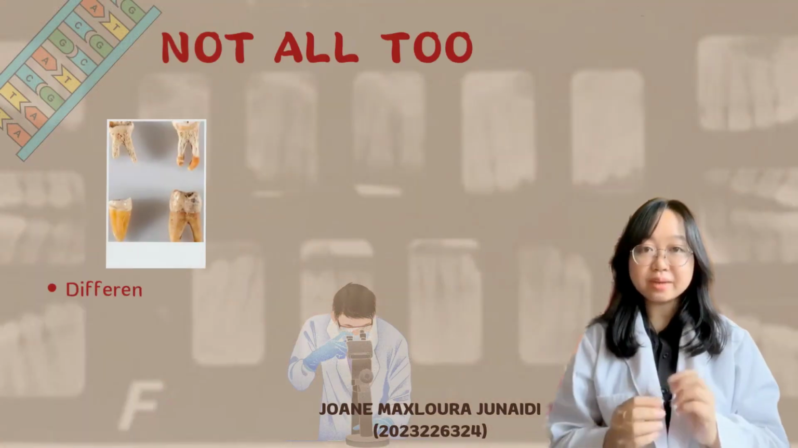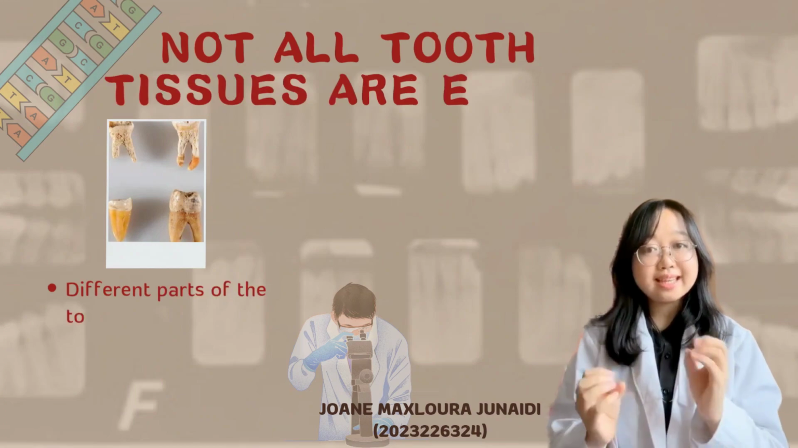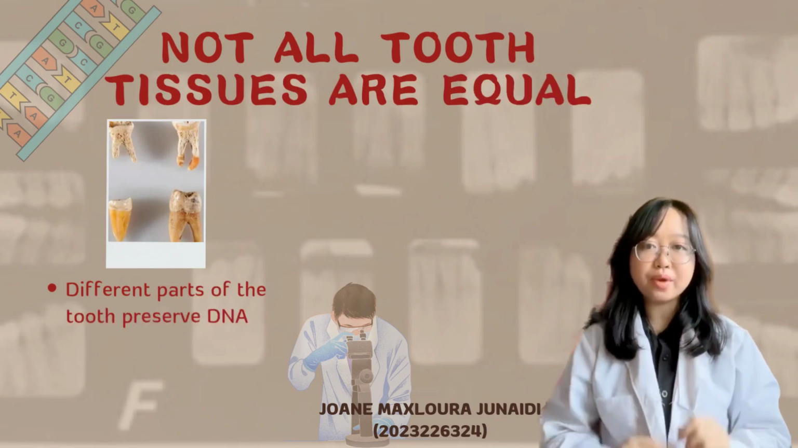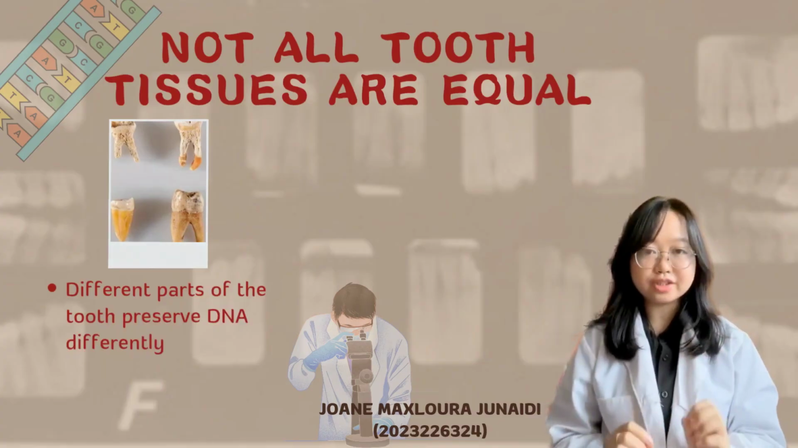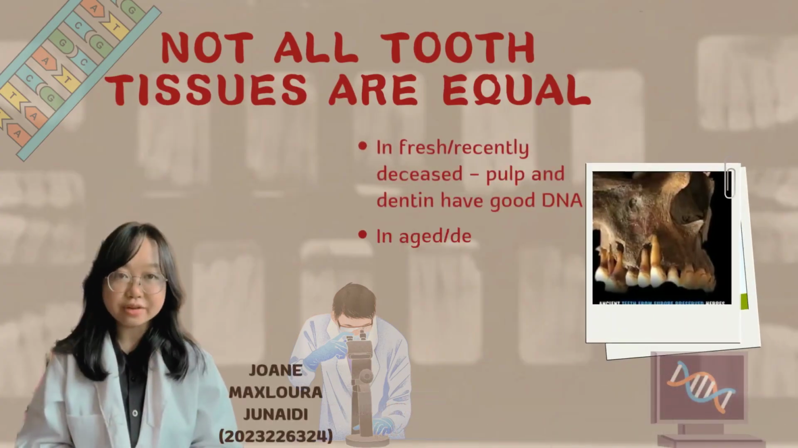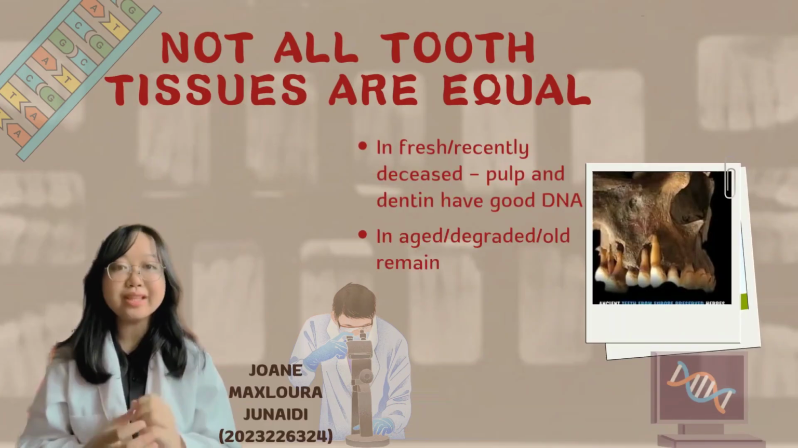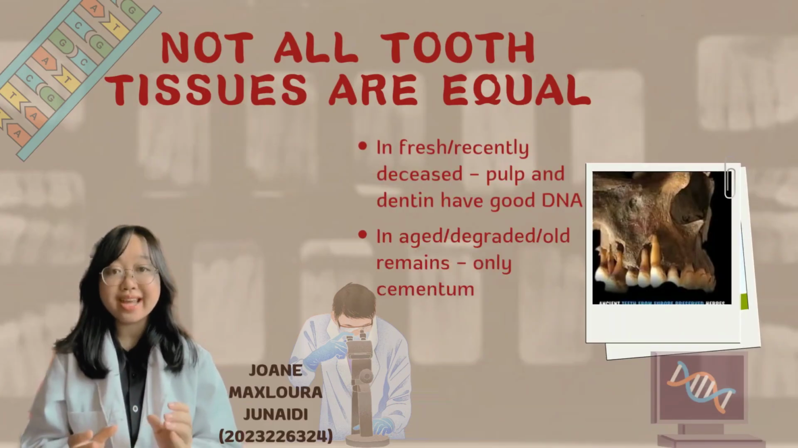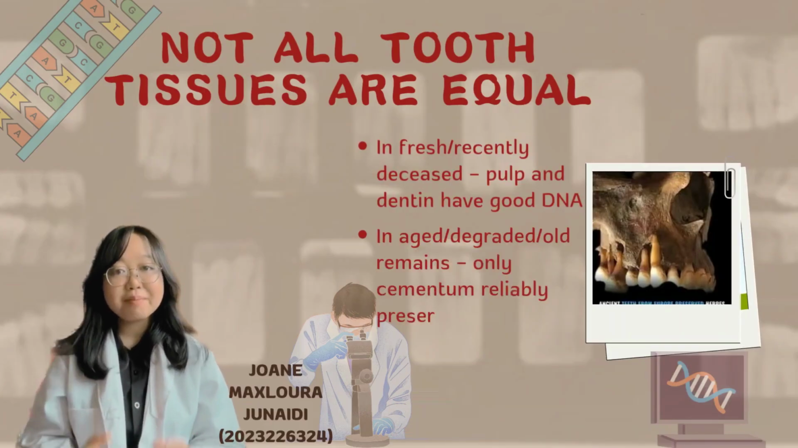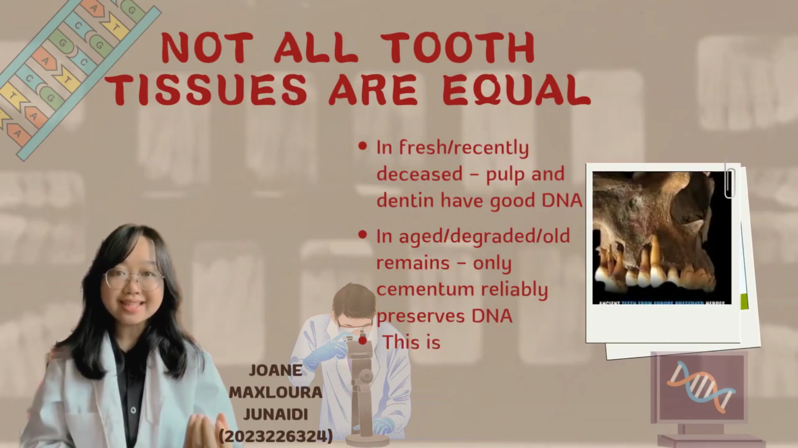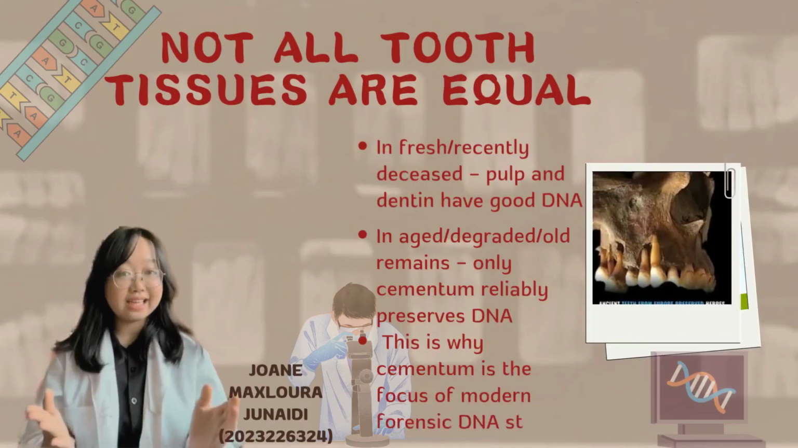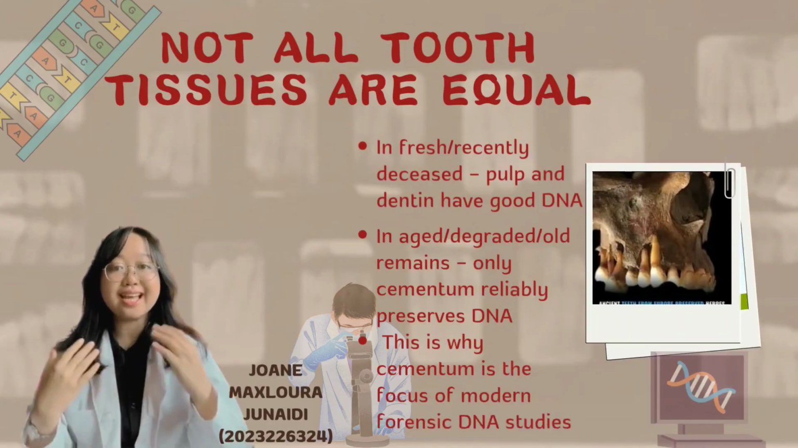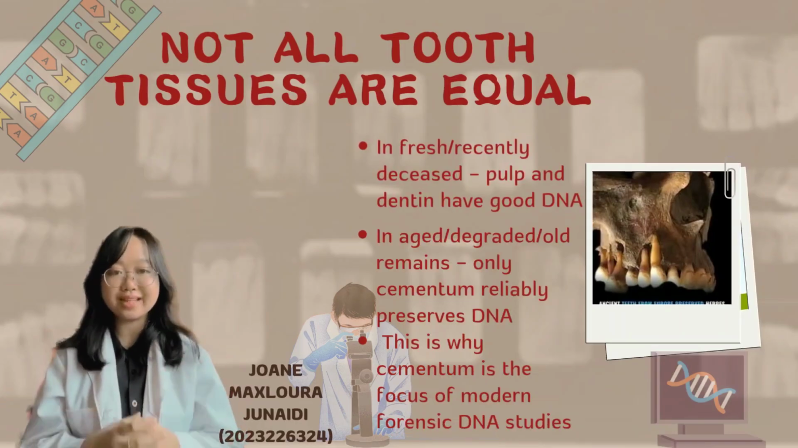When a person dies, the body begins to break down, and inside the teeth, not all tissues respond to the same way. Different parts of the tooth preserve DNA very differently from each other. In fresh or recently deceased individuals, pulp and dentin still contain good quality DNA because the tissue hasn't had time to decay yet. But in aged, degraded or old remains, the kind forensic scientists most often deal with, only cementum can be relied upon to preserve DNA. This is exactly why modern forensic DNA research has shifted its focus entirely towards cementum.